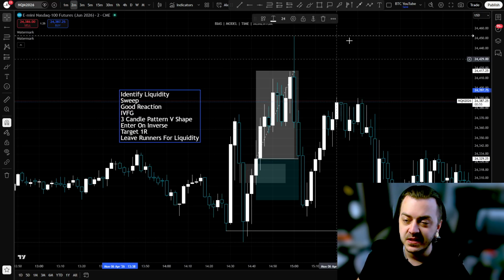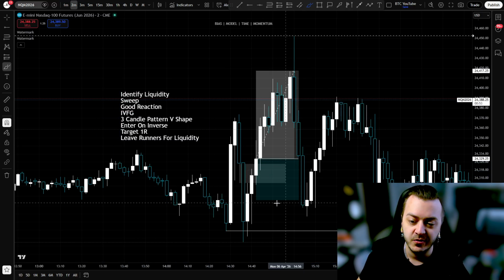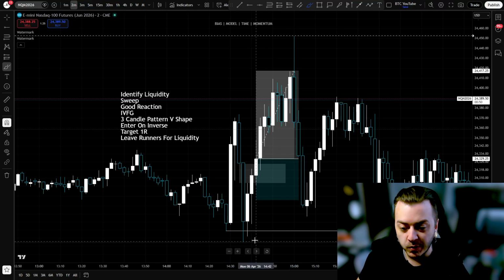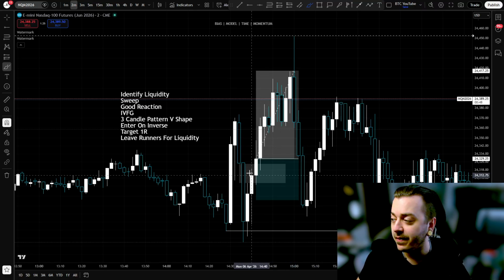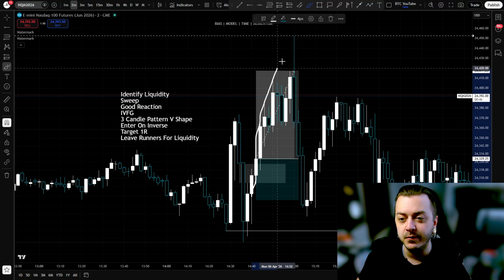What have we got? I enter on the inverse here. I'm risking about $200 per trade. My stop loss, a manual close, about halfway between the gap and the low here. And as you can see, really, really good.